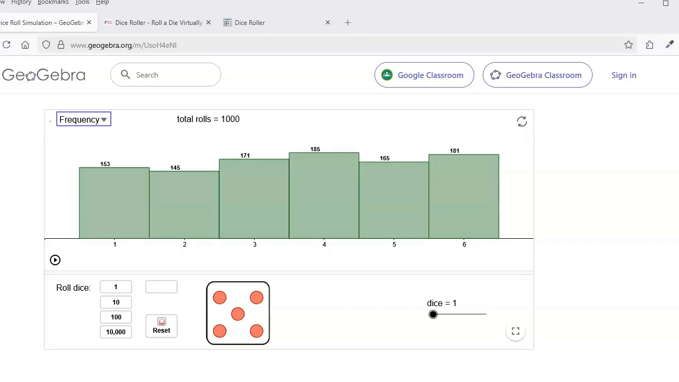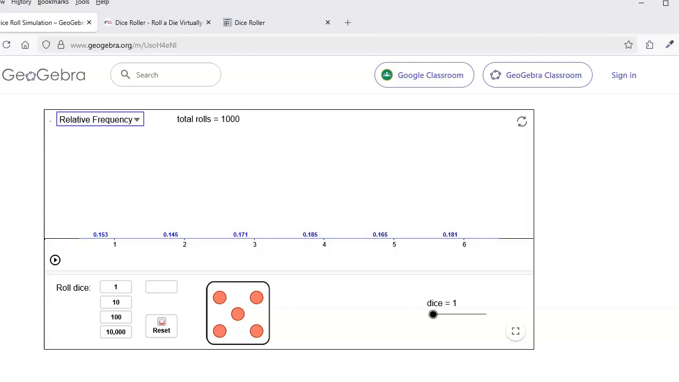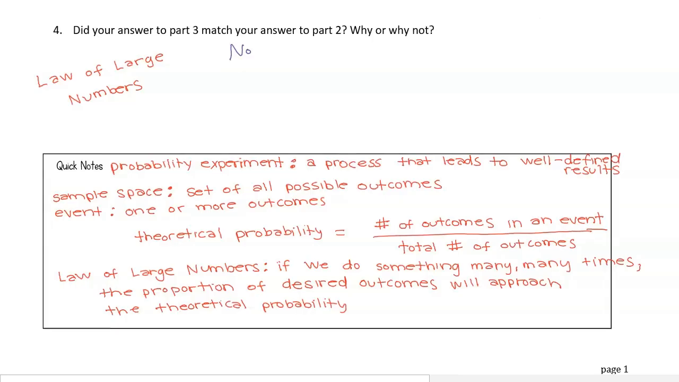Just to show you that, I did my virtual die and I rolled it 1,000 times. And as you can see, the numbers are starting to get to be almost all equal. And in fact, if I change this to relative frequency, it gives me the decimal values. And you can see they're all getting closer to that 0.167. And I can even do 1,000 rolls. And you'll see that's getting very close. So that's the law of large numbers. So that is theoretical probability.